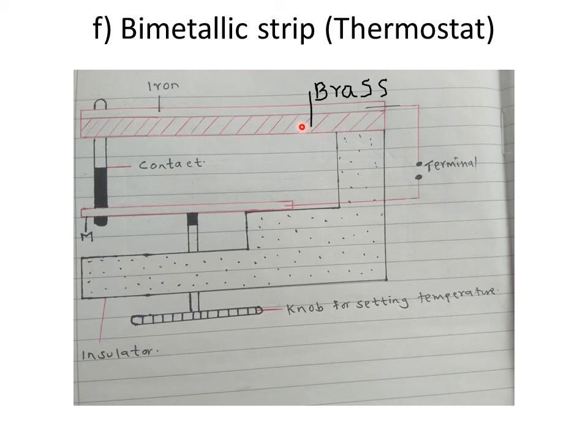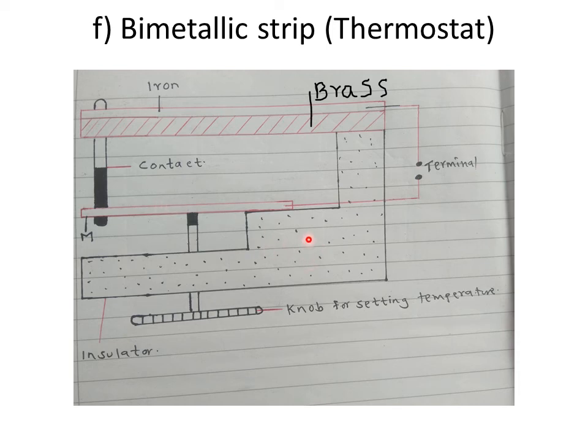That is, for the brass to contract faster than iron, the bimetallic strip has to bend downwards to maintain the contact. And remember, when the contact is broken, the electric heater is not supplying the heat. So that is how a thermostat works.